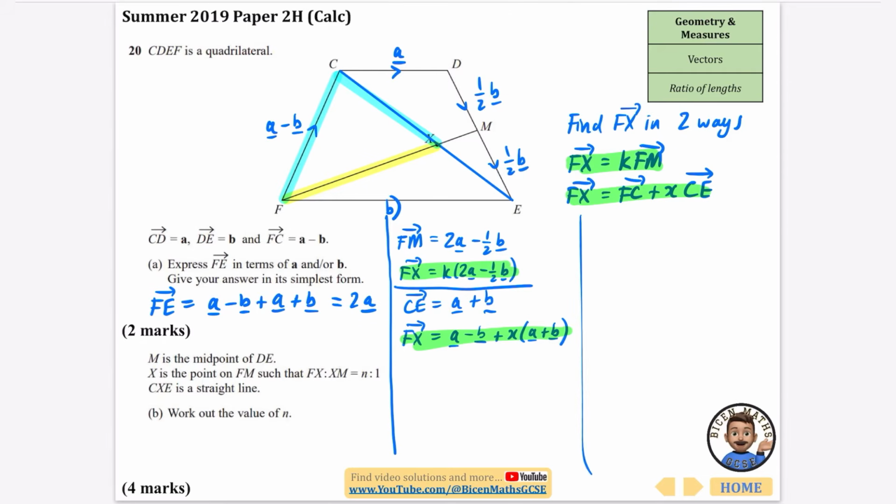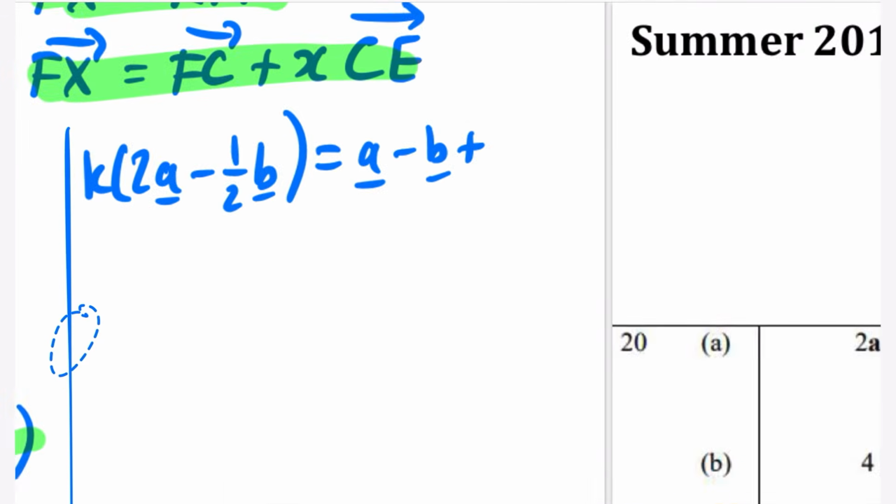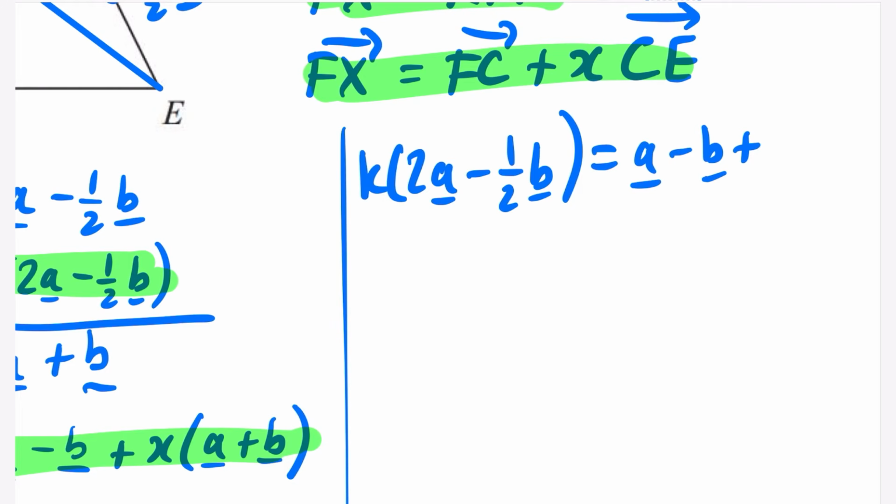So now that I've got those two bits, I'm going to compare them. I'm going to say that k lots of 2a minus a half b is equal to a minus b plus x lots of a plus b, this part that we've got down here. I'm just trying to figure out if I can get some more space. I'm going to do this instead.